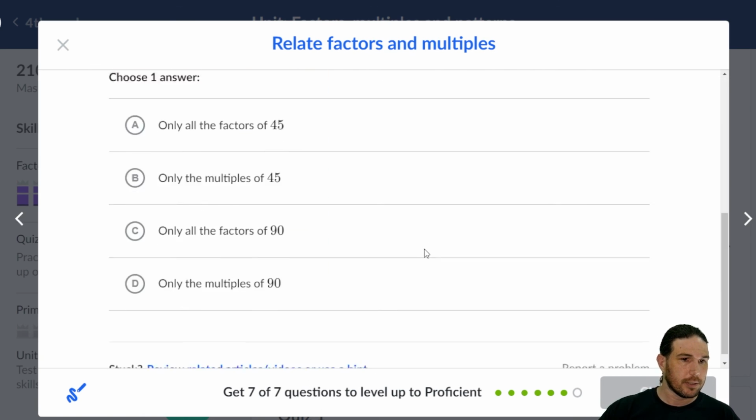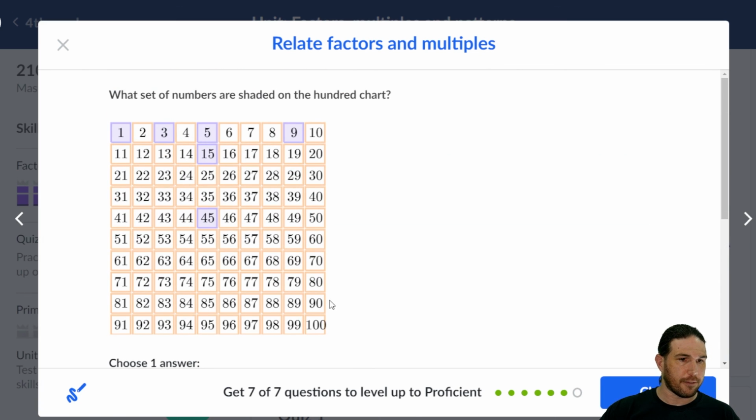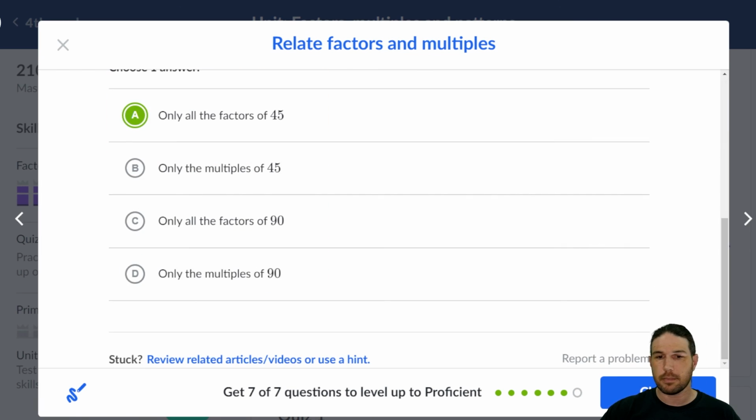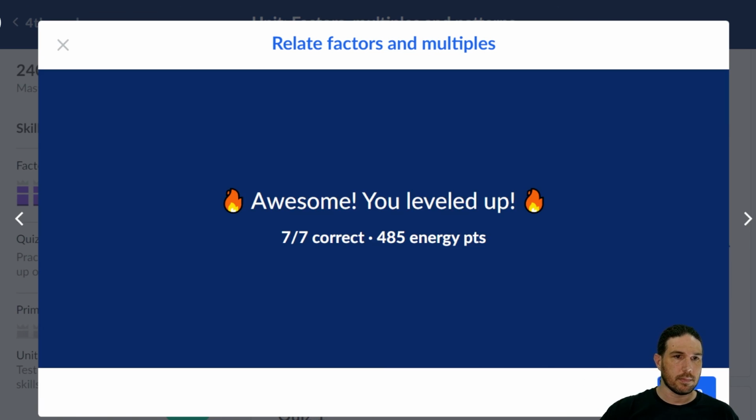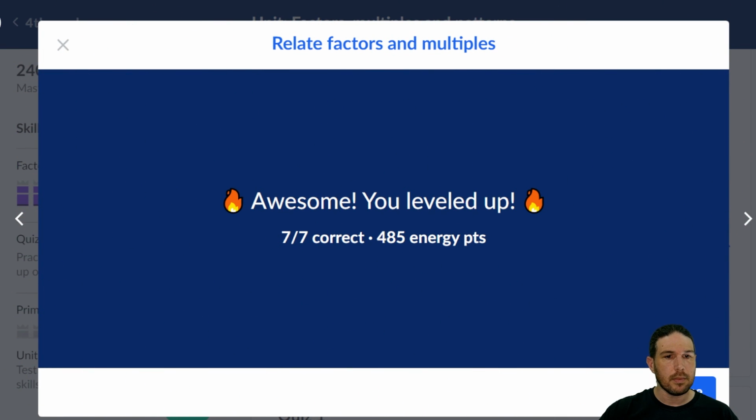Who knows? Only all the factors of 45. If you had included the factors of 90, then 90 itself would be involved. And that is relating factors and multiples. Not bad, not bad.